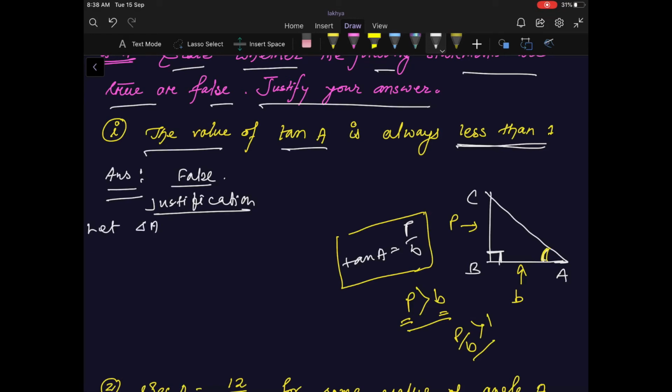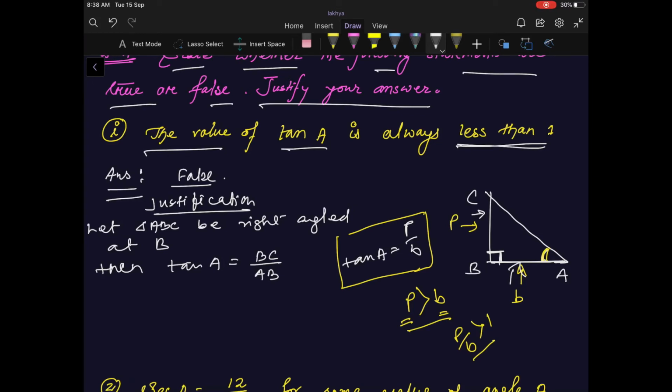Let triangle ABC be right angled at B. Then tan of angle A must be given by, here perpendicular is BC, by base AB. So it is possible, or you can write, in this case BC greater than AB is possible.